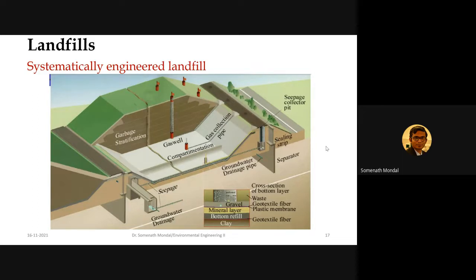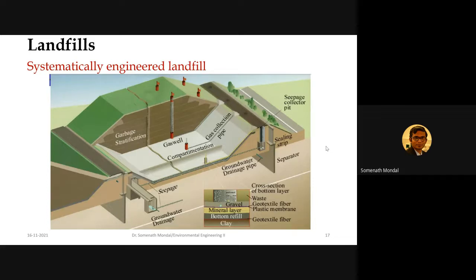So how is this isolation done? That isolation is done with the help of liner material. You can see here in the right hand side bottom, we have the enlarged section of the liner material at the bottom. So what does it consist of? It consists of gravel, and then you have geotextile or fiber plastic membrane, then mineral layer, you have bottom refill, and then again geotextile fiber, and then you have clay. So this entire thing is basically the bottom layer, which ensures that nothing leaches out from this landfill to the ground or soil beneath.